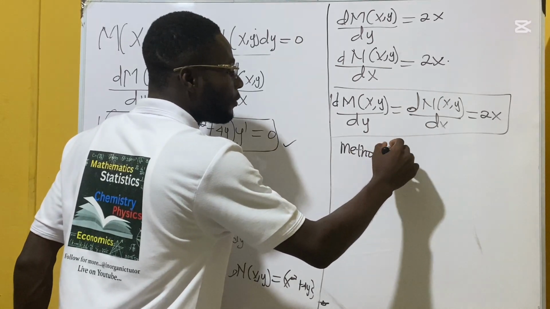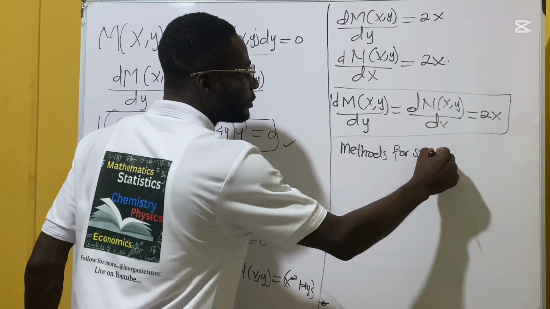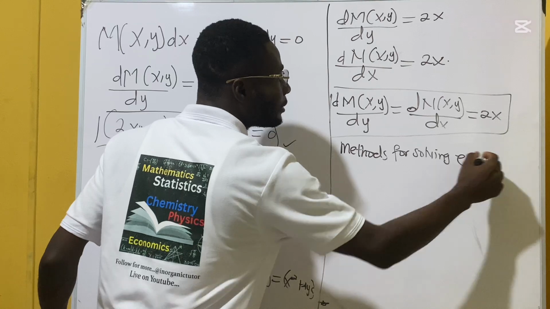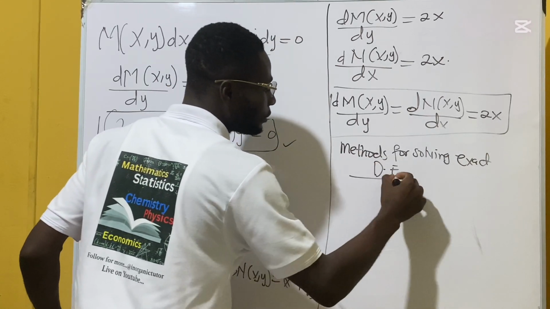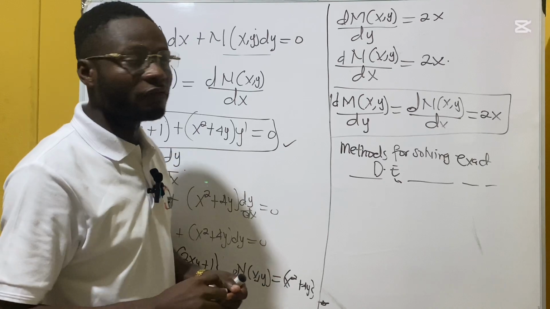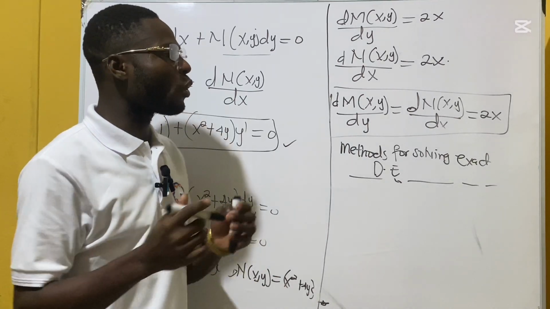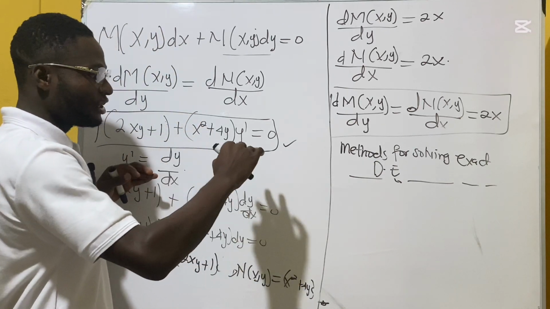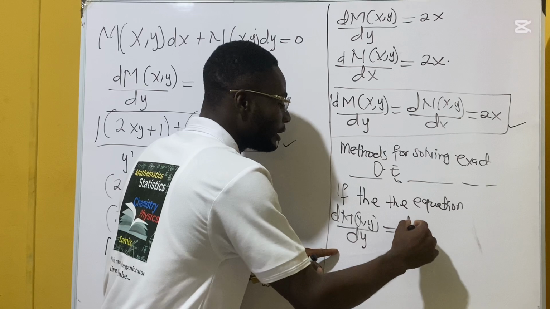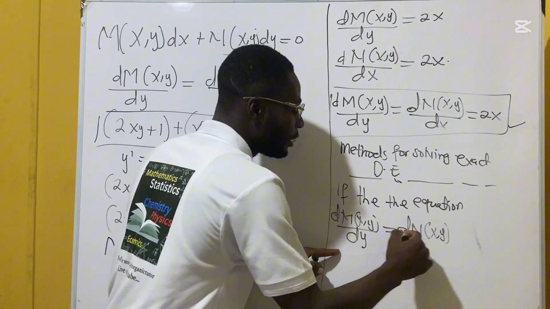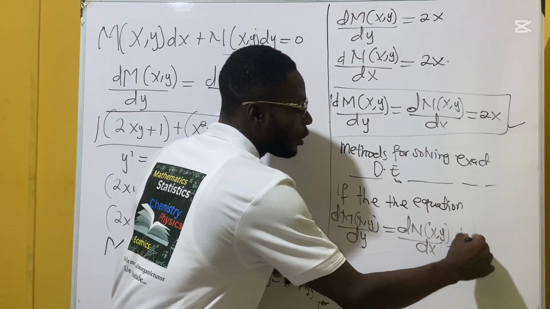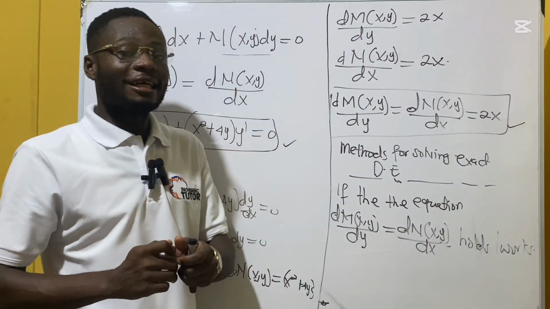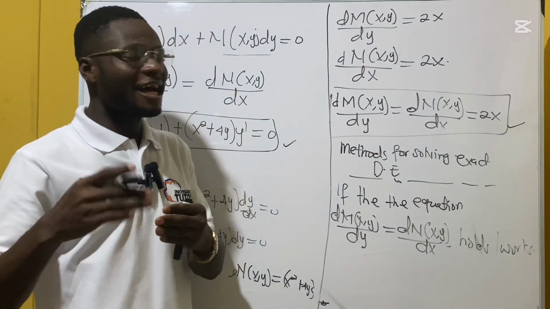Methods for solving exact differential equations. So the first method is, if the equation M dx plus N dy equals zero satisfies the exactness condition, ∂M/∂y equals ∂N/∂x, holds, then we can say that there exists a function.